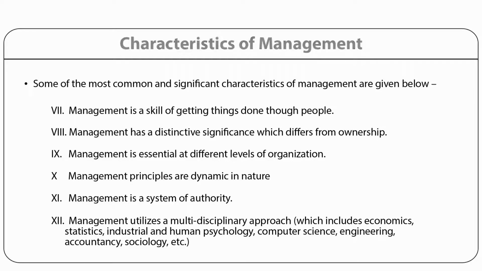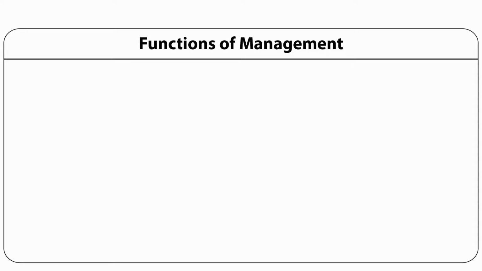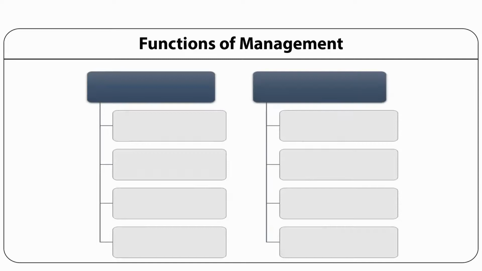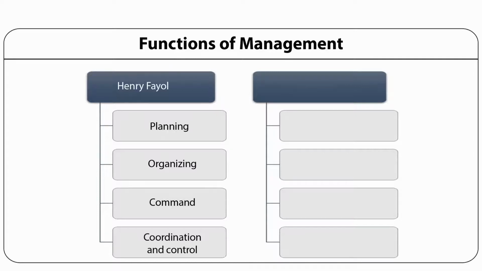Functions of management or the manager. Different management thinkers have given different functions of management to be performed by the managers of different types of organizations. Some of the important views are given as follows. Henry Fayol, the father of the classical school of management, has given the managerial functions as 1. Planning, 2. Organizing, 3. Command, and 4. Coordination and control.